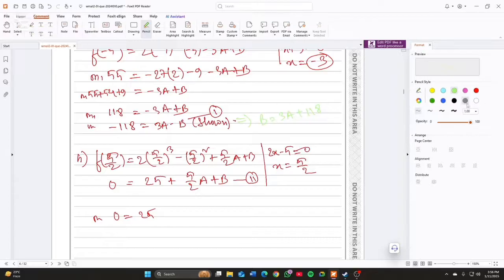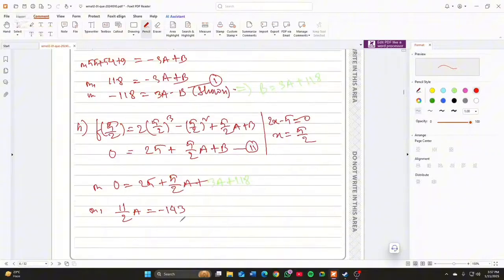So 25 plus 5 by 2 a plus the value of b, which is 3a plus 118, and simplifying this will give us 11 by 2 a equals minus 143, and therefore a is minus 26. And we can also find the value of b from this equation. So 3 times minus 26 plus 118 gives us 40, and these are my answers.